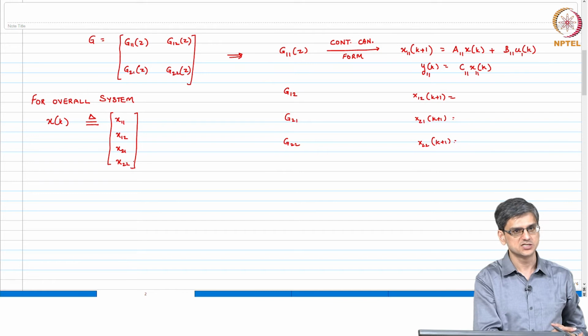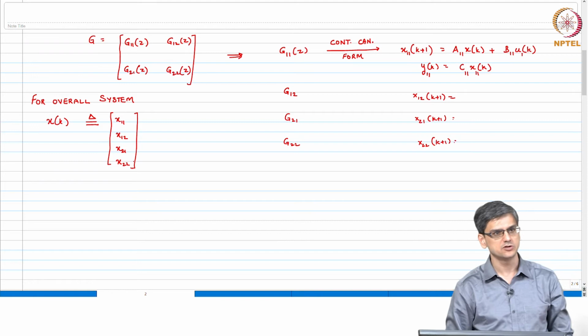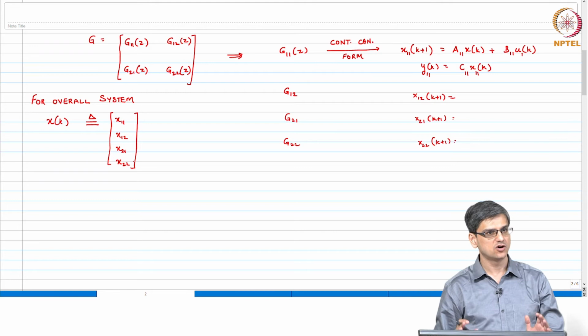Let's say x11 was a two dimensional vector, x12 was two dimensional, x21 was two dimensional, x22 was two dimensional. You can even mix and match. First guy of each of them, second guy of each of them. That's also perfectly okay. There's absolutely no restrictions on how you define your x as long as you define it consistently, okay.